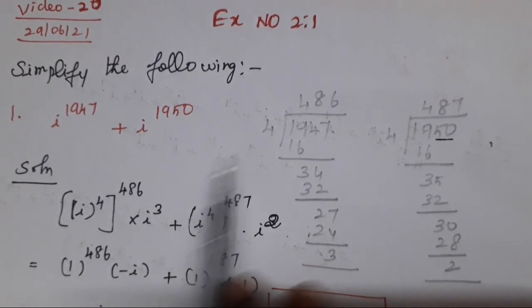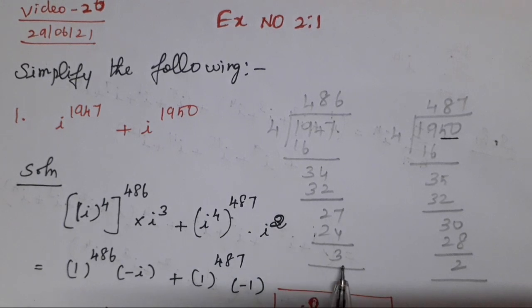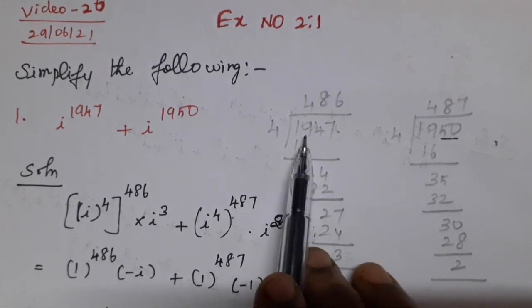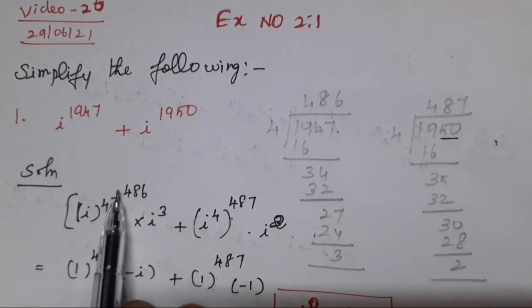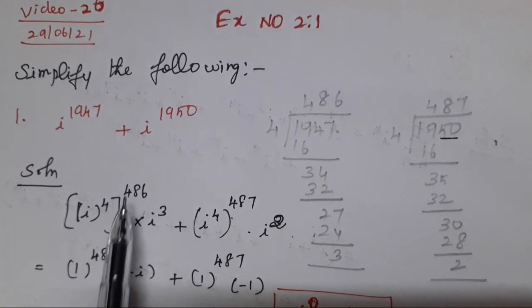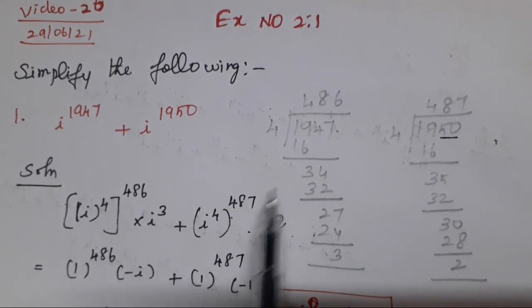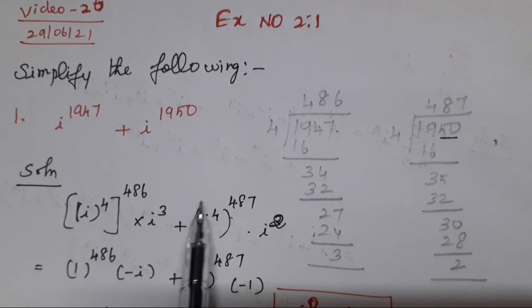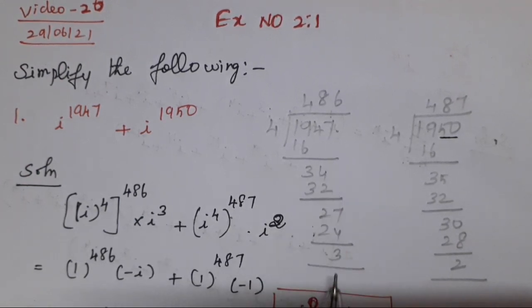So 1947 divided by 4, what is the remainder? The remainder is 3. So we rewrite 1947 as i power 4 whole power 486 into i power 3. 3 is the remainder. 4 into 486 is what? 1944. Balance is 3. Similarly for 1950: the balance is 2.